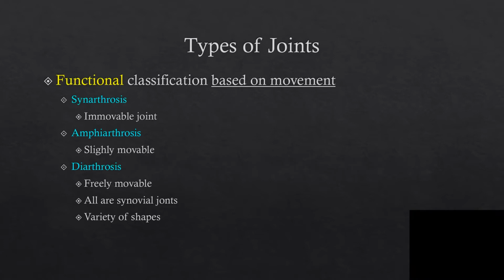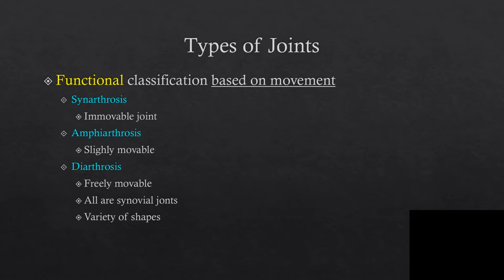First of all, we could classify joints a number of different ways. The first way is what's called a functional classification, which is based upon how much movement that particular joint has. The first type is called synarthrosis. Syn means together, arthro means joint, and osis means condition. So synarthrosis means that the joint is basically immovable. There's no motion that occurs at the joint. Two bones are connected together, but there's really no motion at that joint.